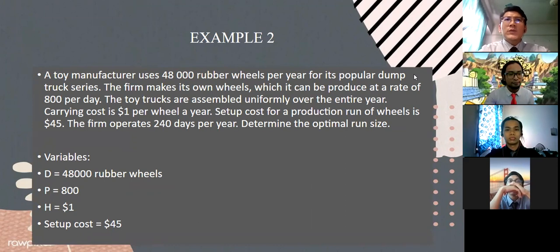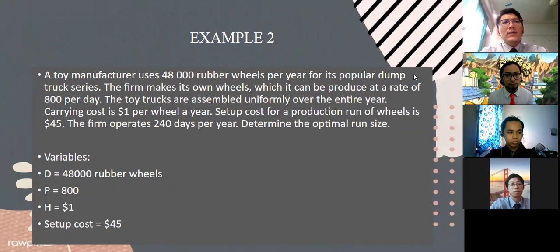Thank you, Rizwan. I will proceed with the second example. The second example question is: a toy manufacturer uses 48,000 rubber wheels per year for its popular dump truck series. The firm makes its own wheels, which can be produced at a rate of 800 per day. The toy trucks are assembled uniformly over the entire year. Carrying cost is $1 per wheel a year. Setup cost for a production run of wheels is $45. The firm operates 240 days per year. Determine the optimal run size.